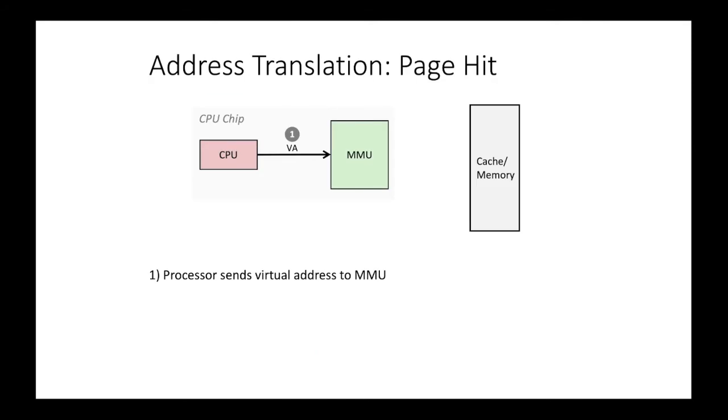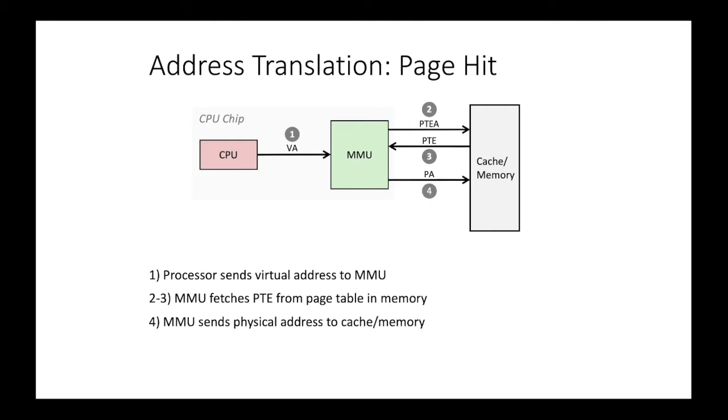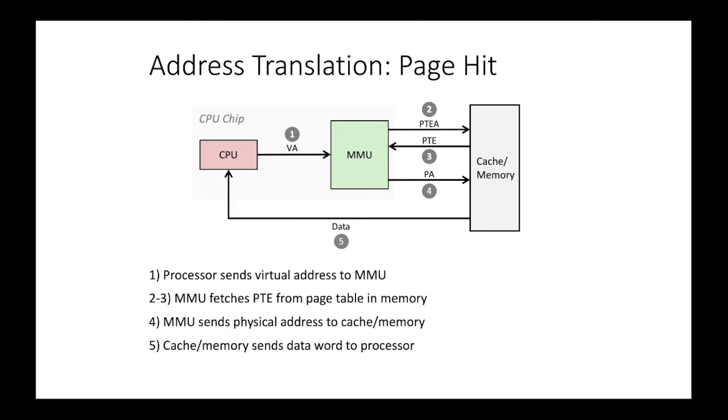Let's take a look at the address translation in the case of a page hit. First, the processor sends the virtual address to the MMU, and the MMU fetches the page table entry from the page table in memory and translates the memory address. Then the MMU sends a physical address to the memory hierarchy, and the memory hierarchy returns the data or instruction to the processor.